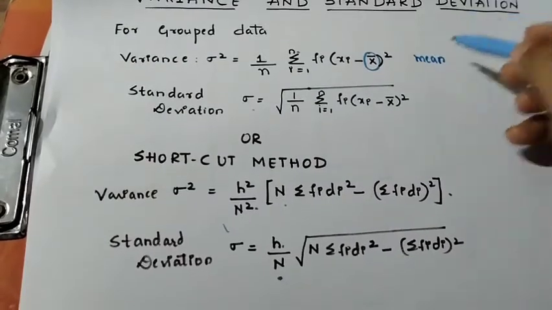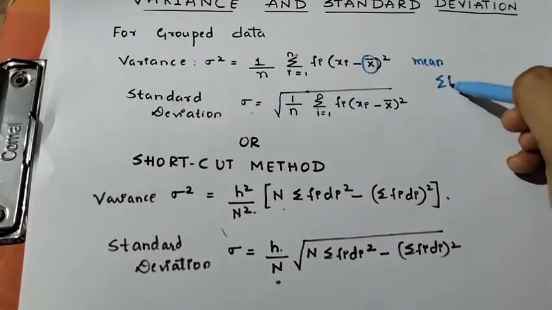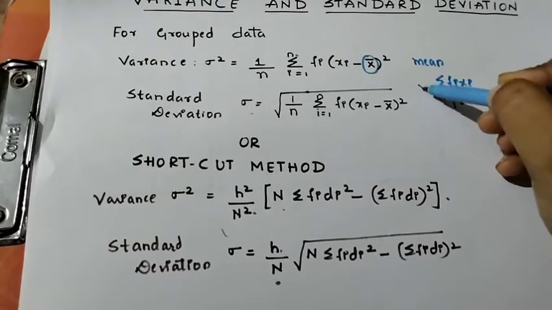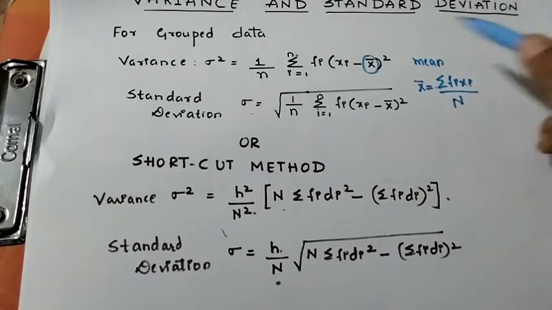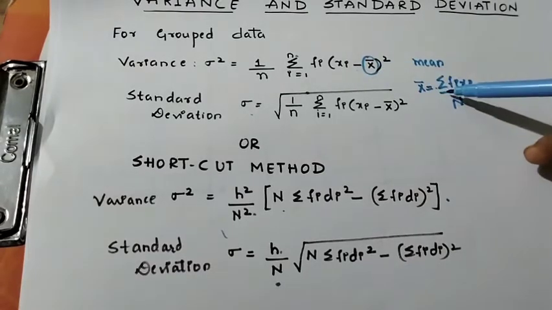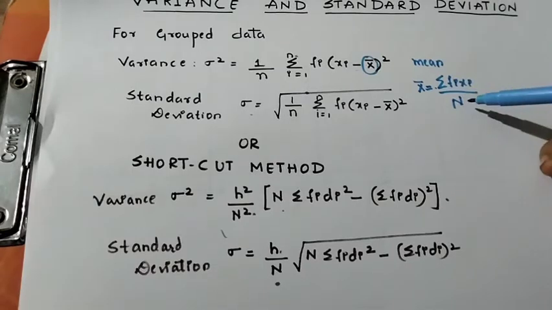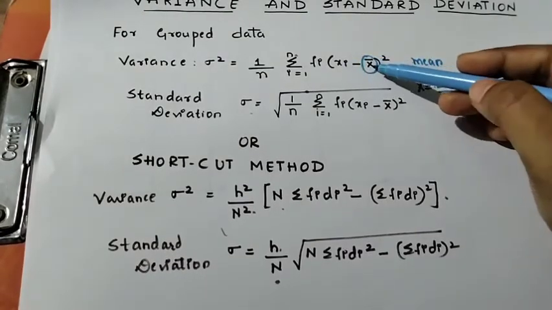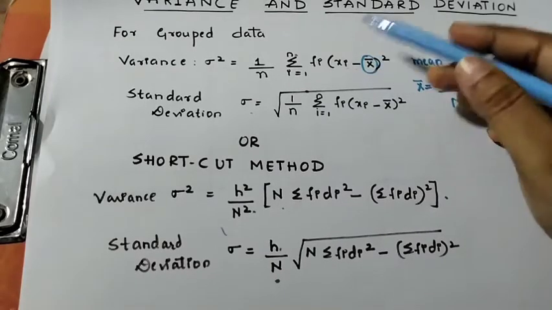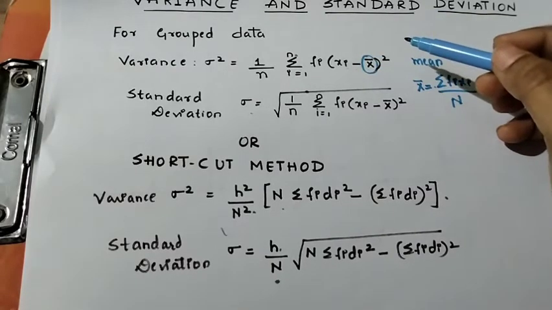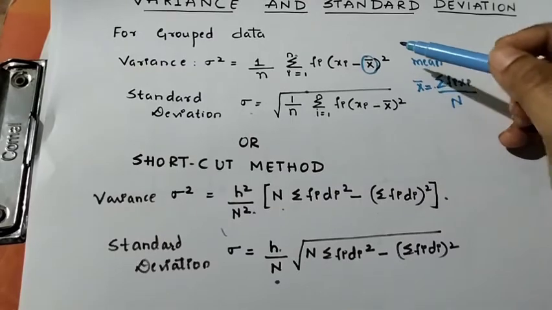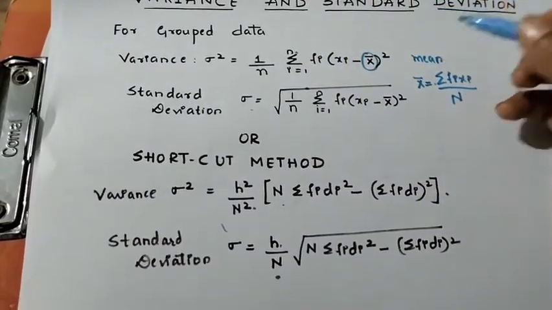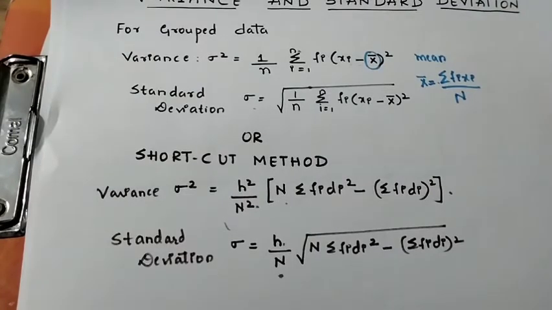So mean, I know you know the formula: summation fi into xi divided by n. So you have to find the value of mean first. So x bar value, that is mean value, you have to find using the summation fi xi divided by n formula. Once you get the mean value, each xi value you have to subtract from the x bar value, then you have to take the square of that. So we had stopped till here to find variance and standard deviation. We'll continue with the next examples of this topic.